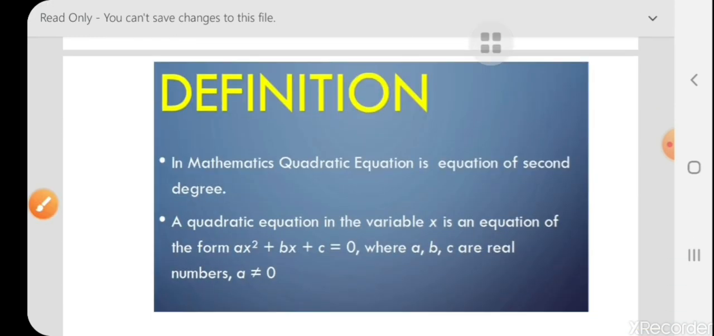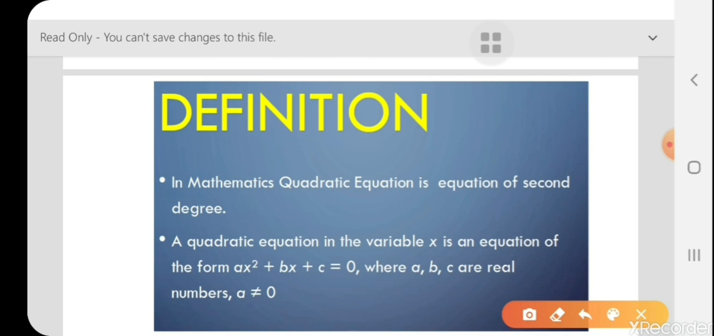Now some definitions. In mathematics, a quadratic equation is an equation of second degree. It has degree two, so it is called a second degree equation. And another very important thing: a quadratic equation in the variable x is an equation of the form ax square plus bx plus c is equal to 0, where a, b, c are real numbers and a is not equal to 0. This is the standard form of a quadratic equation.